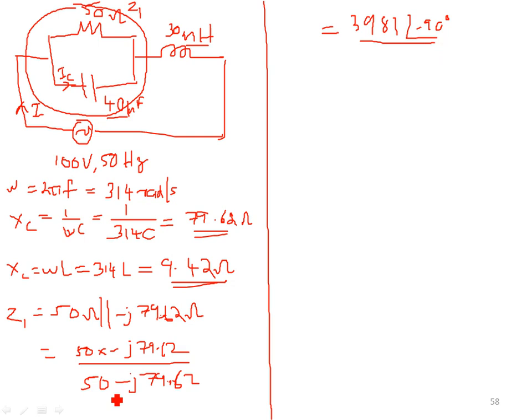If you are converting this into polar form, you will get it as root of 50 square plus 79.62 square, at an angle tan inverse of minus 79.62 divided by 50.